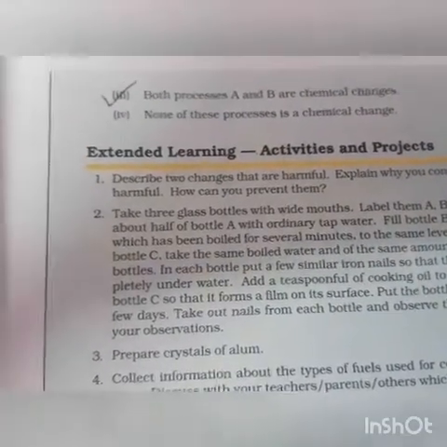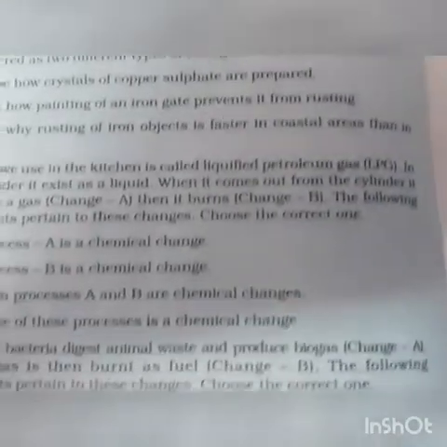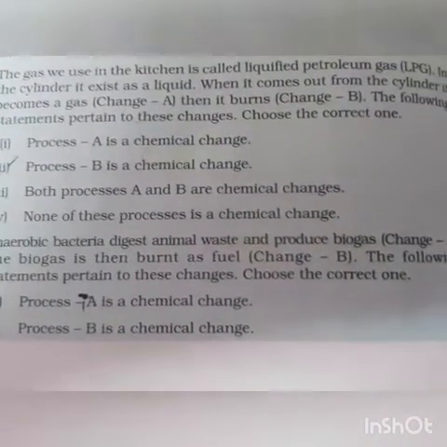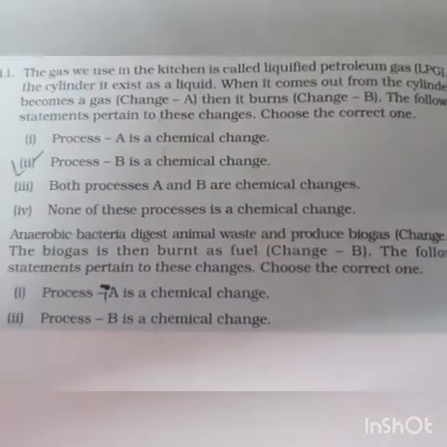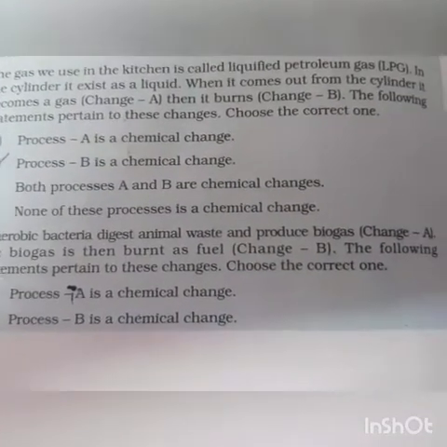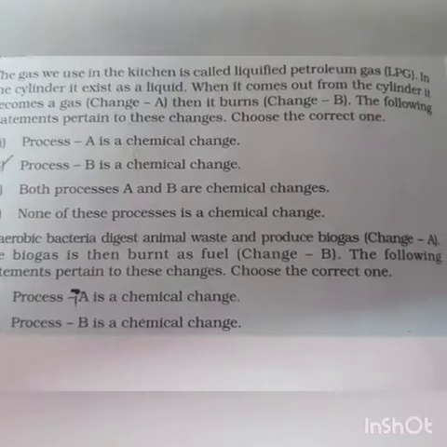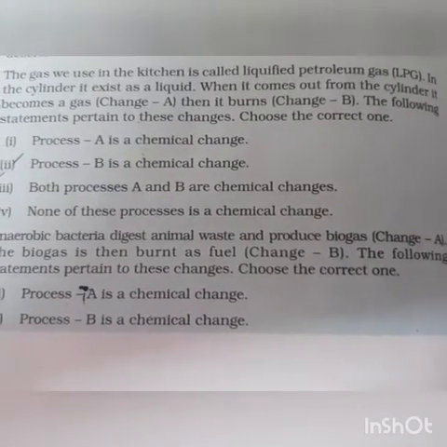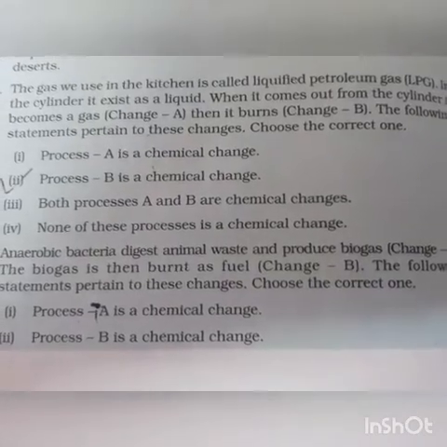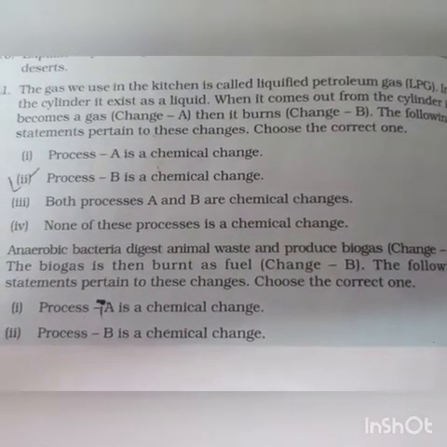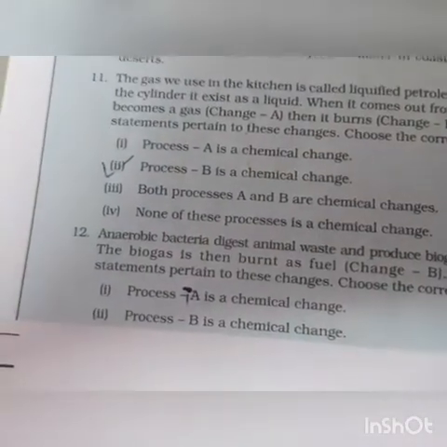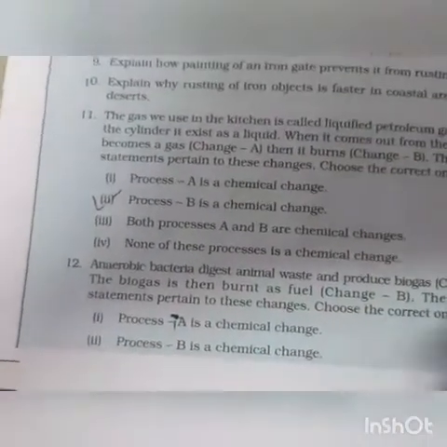The reason is that when the bacteria convert that waste into the biogas, that means that a new product is formed. And that biogas is again burnt. So that is also a new product, a change in the total form of that biogas. The properties of biogas are also going to change when it burns. So both the processes A and B are chemical changes. So this you have to write in your notebook one time along with the keywords.